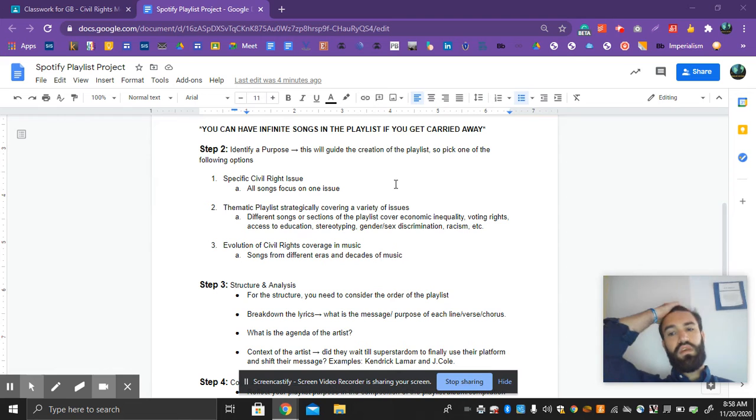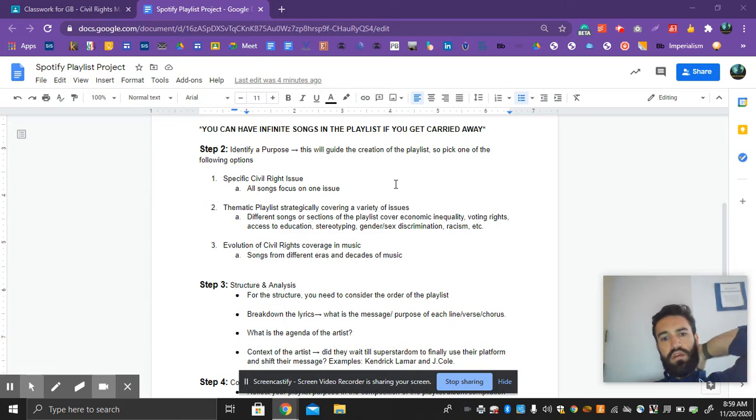And then option two would be the thematic playlist, which you'll have different songs or sections of the playlist cover a variety of issues. There might be some or all of these. So you might try and cover economic equality, suffrage issues, access to education, racism, sexual discrimination, gender discrimination, stereotyping, microaggressions, political oppression, any of those issues, that's fine.